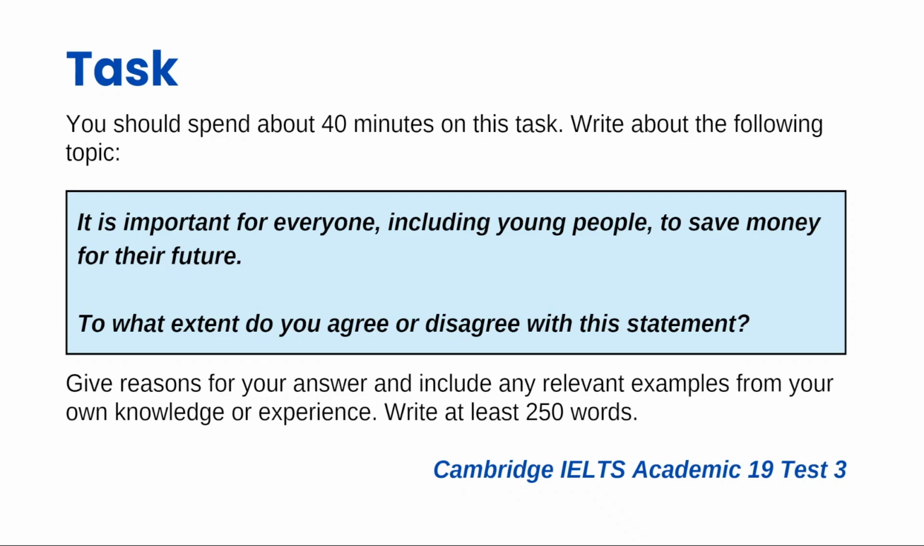Here's the task that I'm going to write an essay for. It is important for everyone, including young people, to save money for their future. To what extent do you agree or disagree with this statement? And this essay comes from Cambridge IELTS Academic Book 19. It's test 3 in that book.